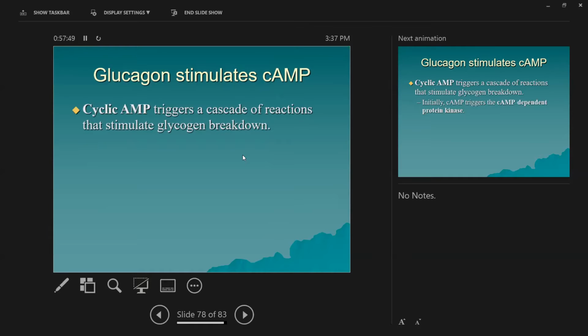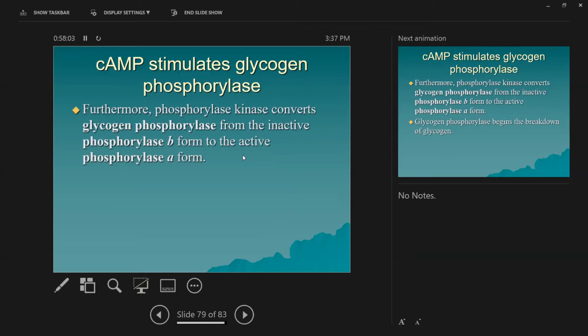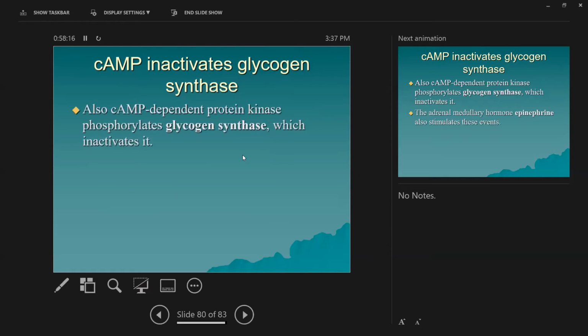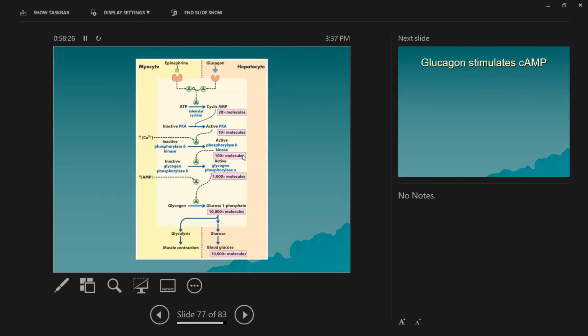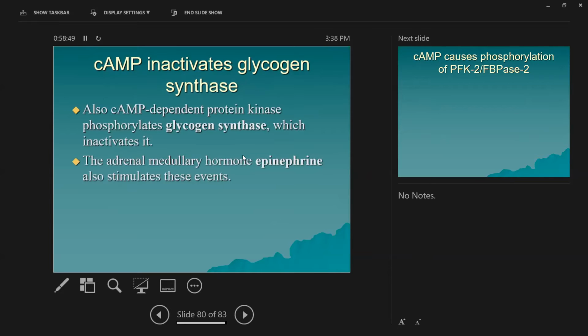So cyclic AMP inside the cell is what's going to stimulate that glycogen breakdown. That triggers protein kinase A, the cAMP kinase, which phosphorylates phosphorylase kinase, and that's going to take the inactive form of glycogen phosphorylase and make it active. Then you break down glycogen to glucose 1-phosphate. But cAMP kinase also phosphorylates glycogen synthase. Therefore, it shuts down the synthesis of glycogen at the same time. That makes sense. You don't want to be breaking it down and making it at the same time, do you? No. So you have essentially a process that prevents a futile cycle. And then in muscle, epinephrine will also stimulate these events as well.